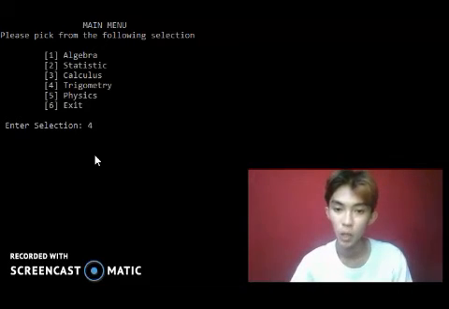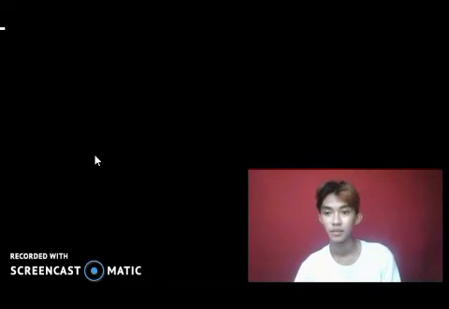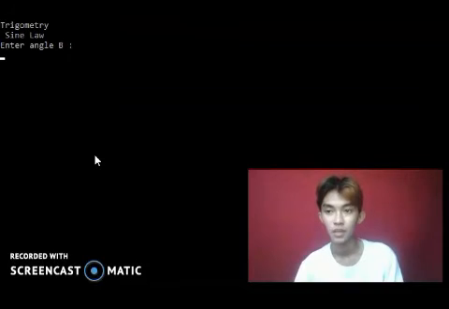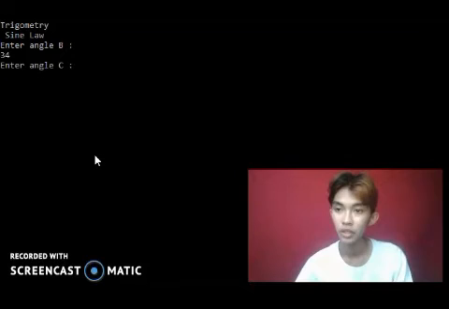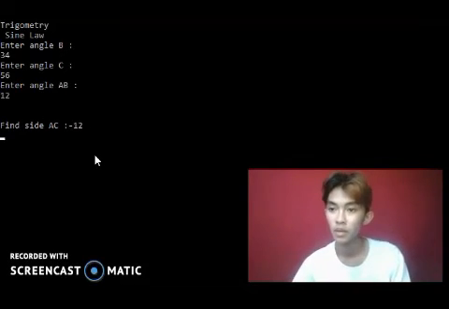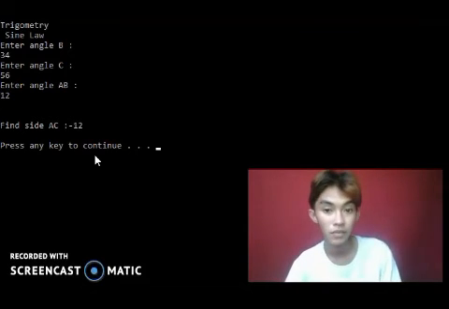So the fourth is the trigonometry. Trigonometry sine law, so enter the angle of B. Example 34. Angle of C is 56. The angle of AB is 12. So find AC is negative 12. So press key to continue.